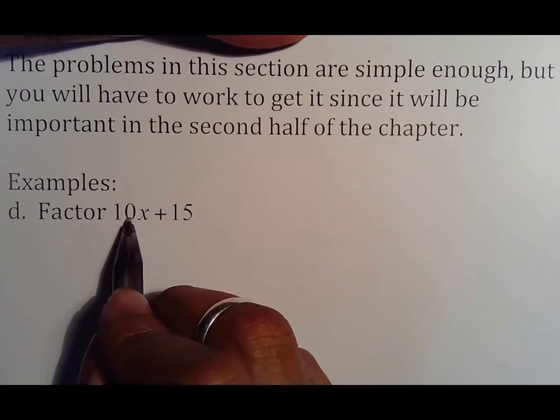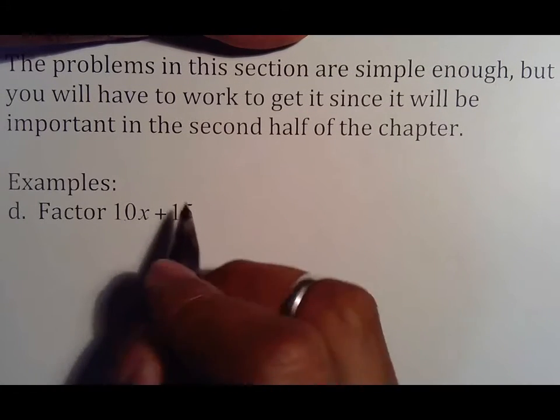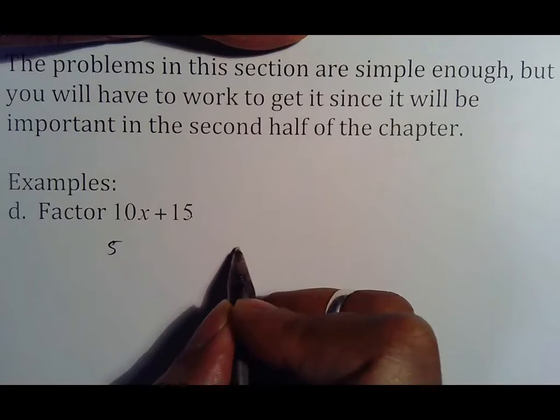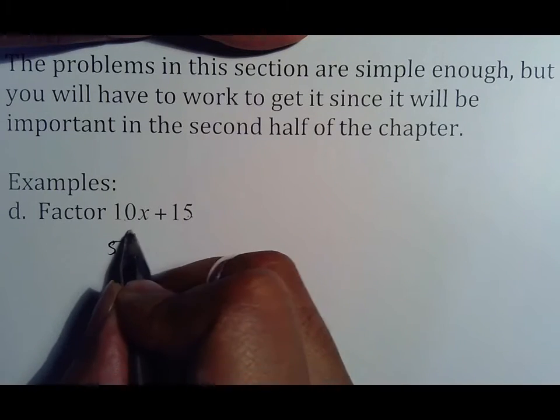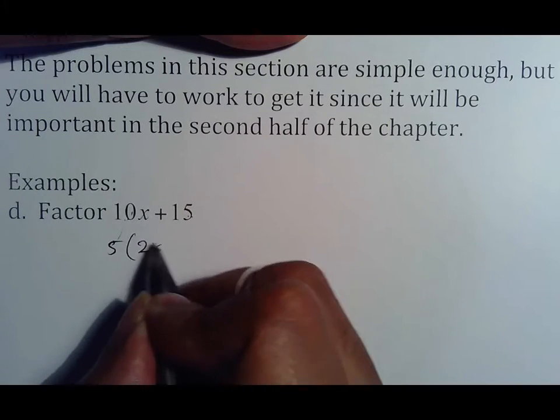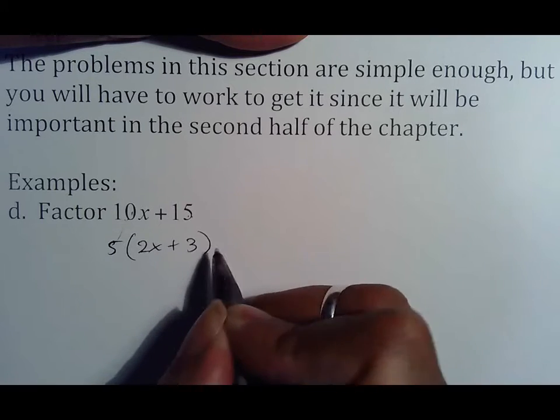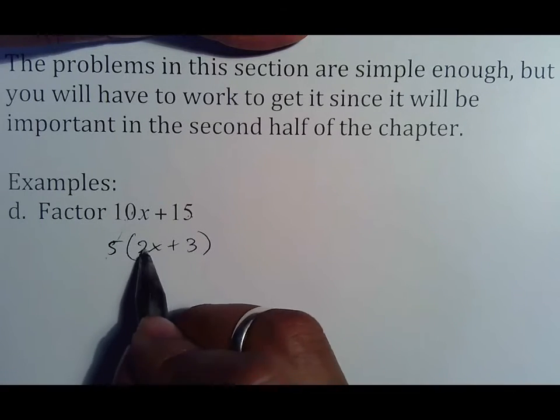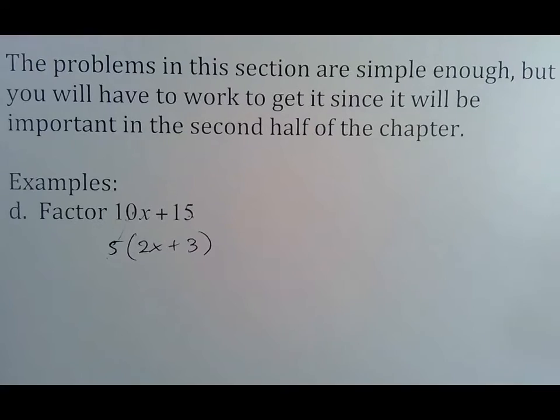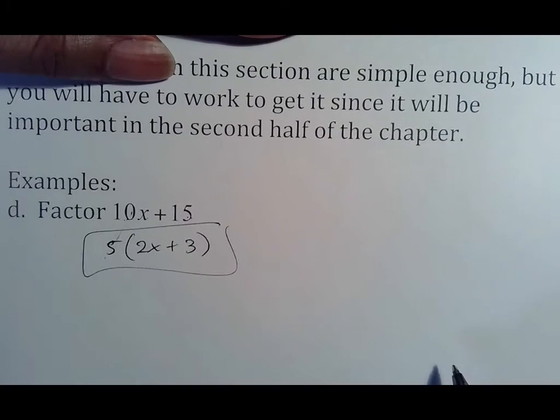But what we did yesterday was we looked and said, what's the biggest number I can divide in 10 to 15? That is 5. Can't take anything else off. 10 divided by 5 is 2 with an x. 15 divided by 5 is 3. And again, quick check. 5 times 2x is 10. 5 times 3, 15. This is my answer. Whatever you do, don't turn it back to 10x plus 15.